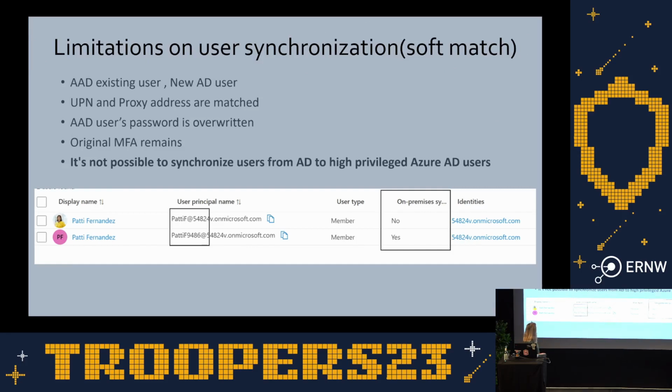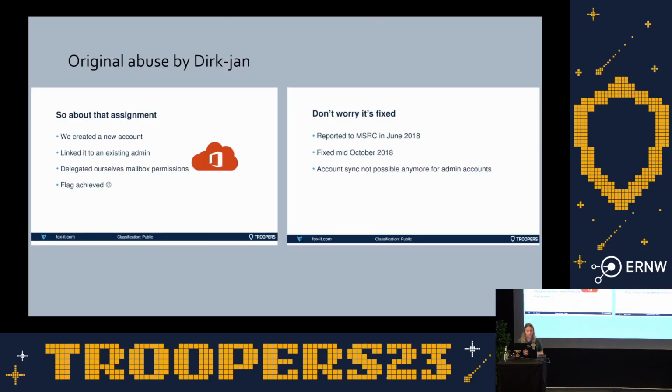So if I have Patty here, who is a global administrator, let's say, and I'm creating a new on-prem user with the same user principal name and the same proxy address, basically what will happen is that we just create a new synchronized user, which is similar to Patty, but it's not Patty, it's a different one, and is obviously not high-privileged, so it doesn't work anymore. This is Dirk-Jan's presentation from Troopers 2018 when he talked about this abuse.